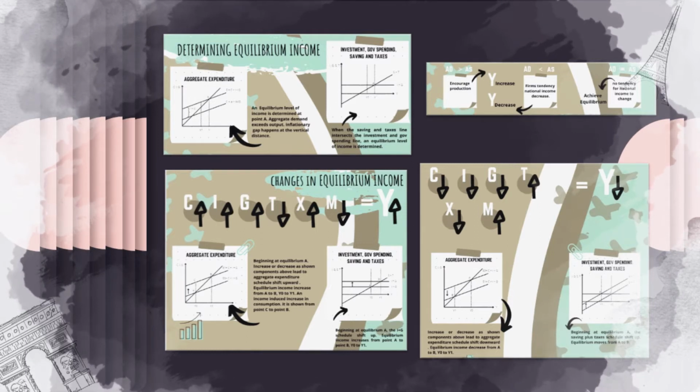For investment-saving approach, the saving and tax line intersect the investment and government spending line and equilibrium level of income is determined. Next, when aggregate demand exceeds aggregate supply, businesses will increase their output. Think back to our manufacturing business. If their customers are making more and more orders, the company will increase their production, so the output will increase.